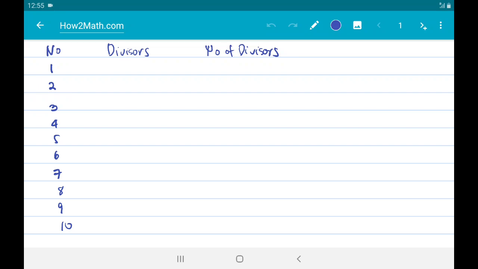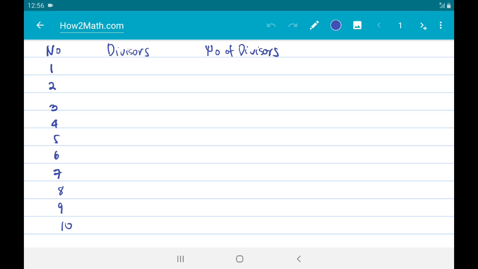In this video, we're going to continue our series on greatest common divisor. So we have already learned how to find the GCD of two or more numbers. And in this video, we're going to examine the number of divisors of the whole numbers from 1 to 10. If you want, you can pause the video and list the divisors of each of the 10 numbers. You can pause the video and see if your answer is correct.